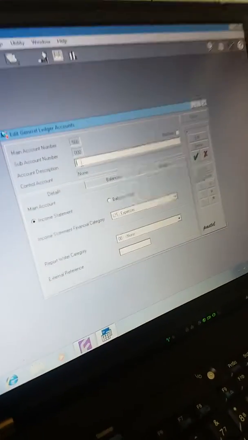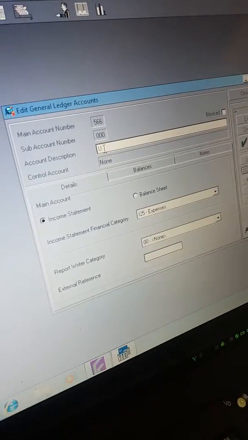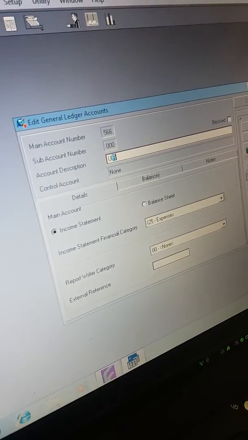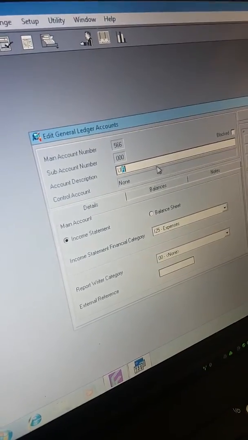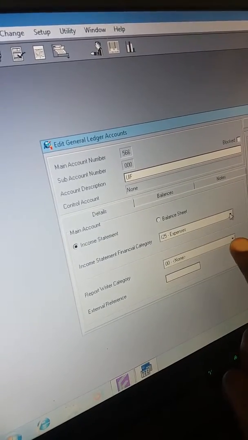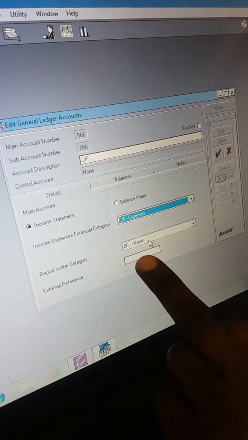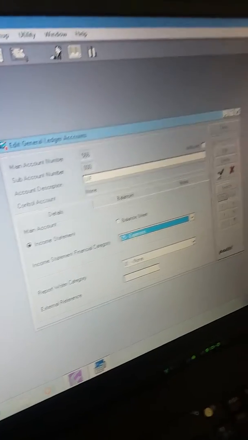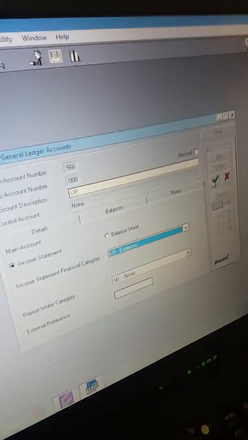So we are going to do this. You open the UIF account, and the UIF here is an expense. Okay, always an expense. It's not income, but an expense. The owner of the company is paying the workers.